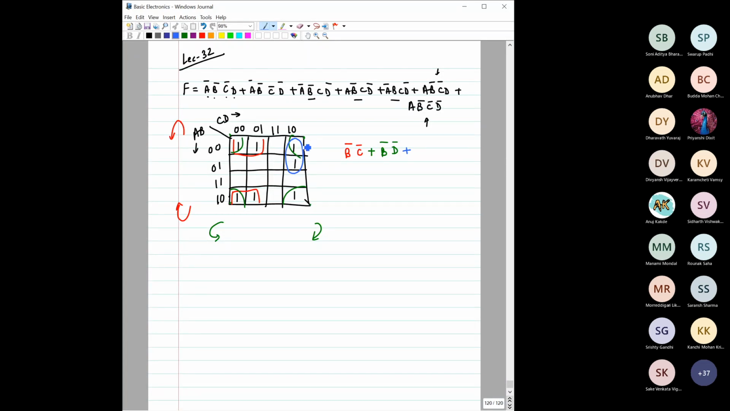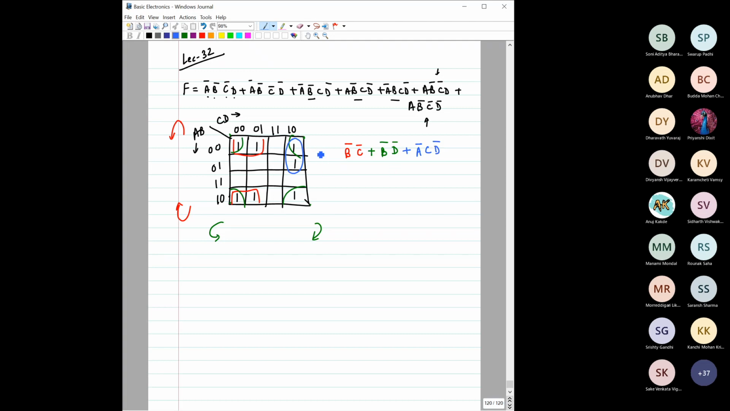See, for this, let me write it. For this blue group, A is constant at 0, so it will be A bar. And there is only one block for C and D, so C is at 1 and D is at 0. So it will be A bar, C, D bar, right?